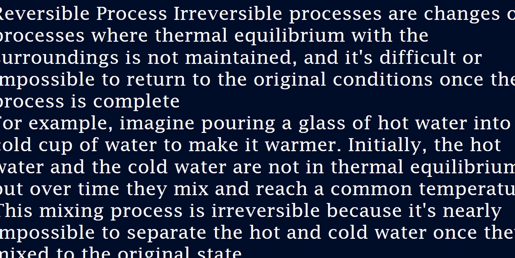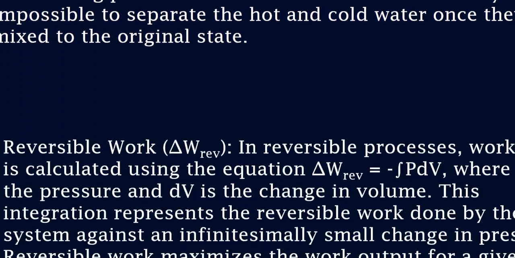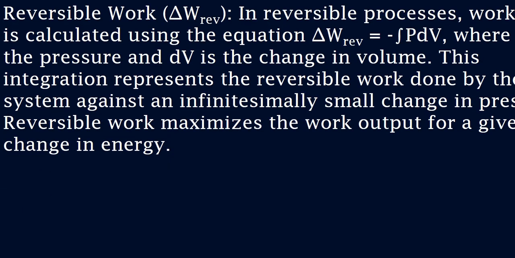Reversible work, delta W reversible. In the reversible process, work done is calculated using the equation delta W reversible equal to minus integration of P into dV, where P is the pressure and dV is the change in the volume. This integration represents the reversible work done by the system against the infinitesimally small change in pressure. Reversible work maximizes the work output for a given change in energy.